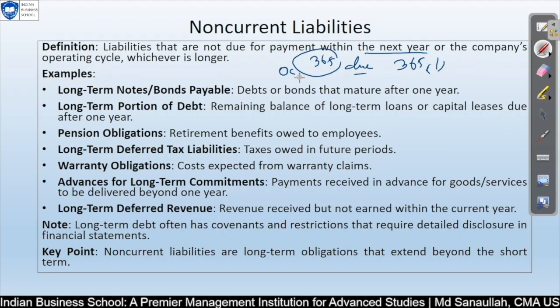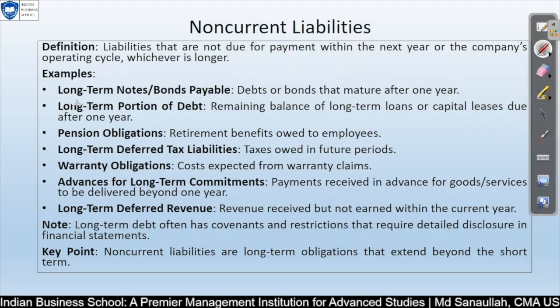It is the same formula as for current liability, but the point here is if it is below 1 year and the operating cycle, then it will be your current liability. If the due part is more than that, then it will be long-term liability. This is the simplest definition.